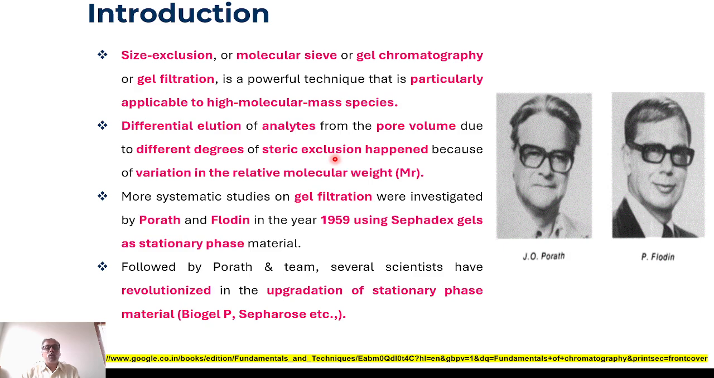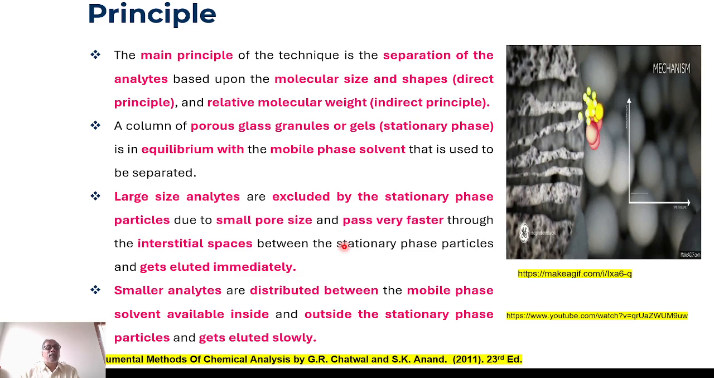That is, molecules will be separated based upon their size, which is related with their weight. So here the primary parameter is molecular size and the secondary parameter is molecular weight. The molecules which enter the column will be separated purely based upon molecular size rather than molecular weight. This technique was proposed by two eminent scientists, Porath and Flodin, in the year 1959. They used Sephadex gels as a stationary phase material. What is Sephadex? In subsequent lectures I will be discussing.